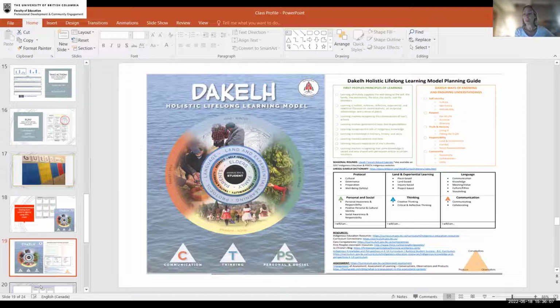The elders and knowledge keepers all agreed upon these values. These were important values that we needed to learn and support in our schools, in our classrooms, and in our community. So the five values, you can see, this is the front and back of the poster. On the back, you can see the DACAF ways of knowing and enduring understanding. The five are self-identity, respect, truth and honesty, responsibility, and community.